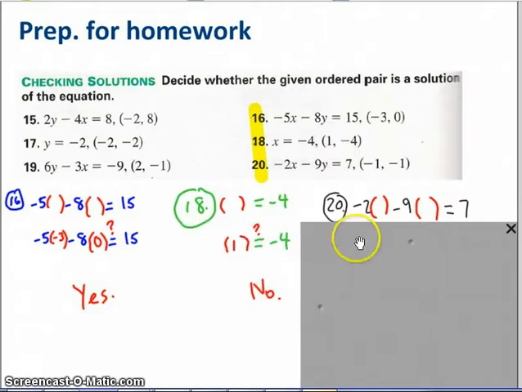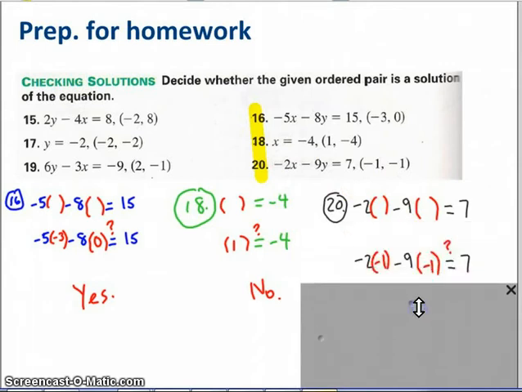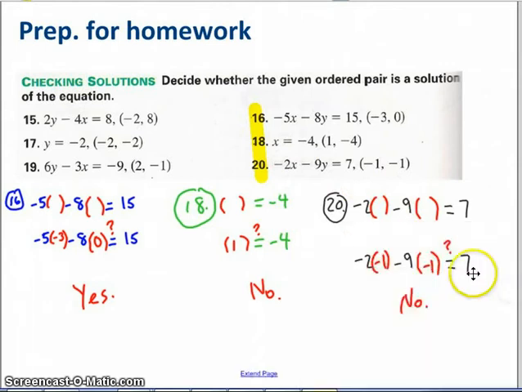No. For number 20, I've got this, and the x and the y become parens again. I put in -1, -1, and if you work that out, you'll find it doesn't add up to 7, it actually adds up to 11. Hit the pause button if you're not sure and convince yourself of that. But this turns out to be 11, not 7. So therefore, -1, -1 is not on the line.